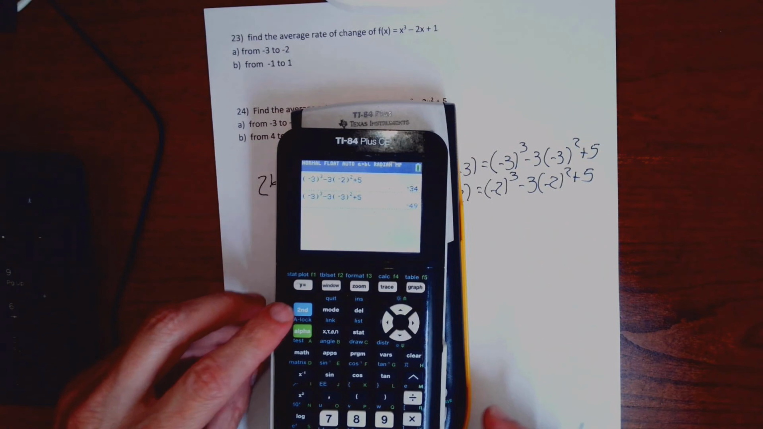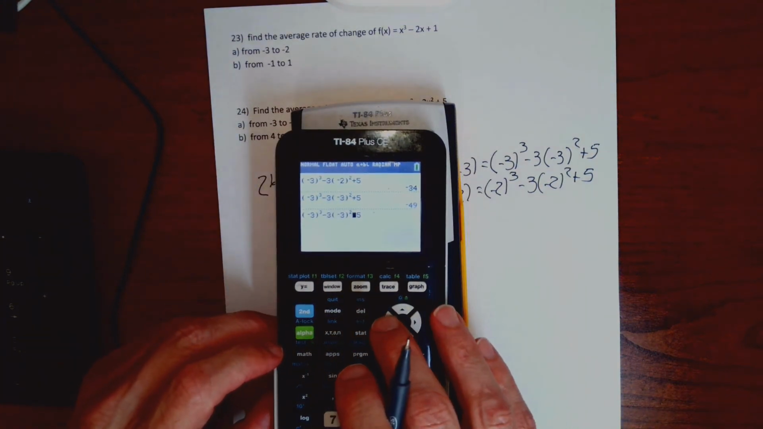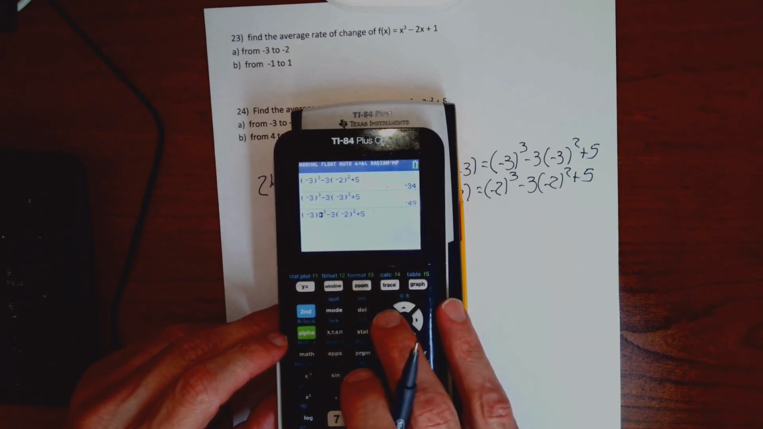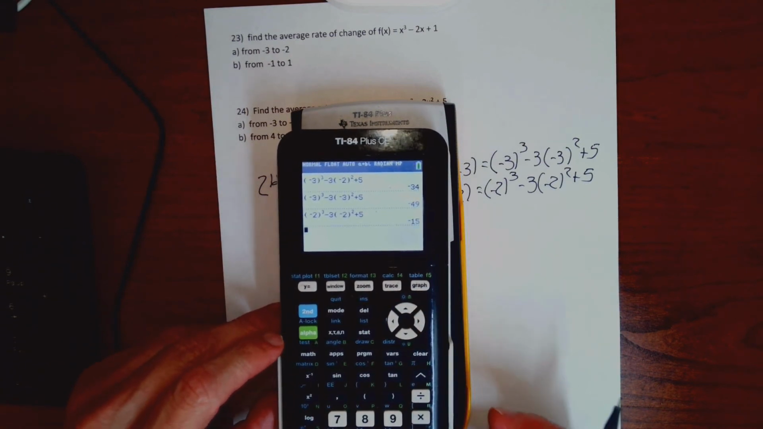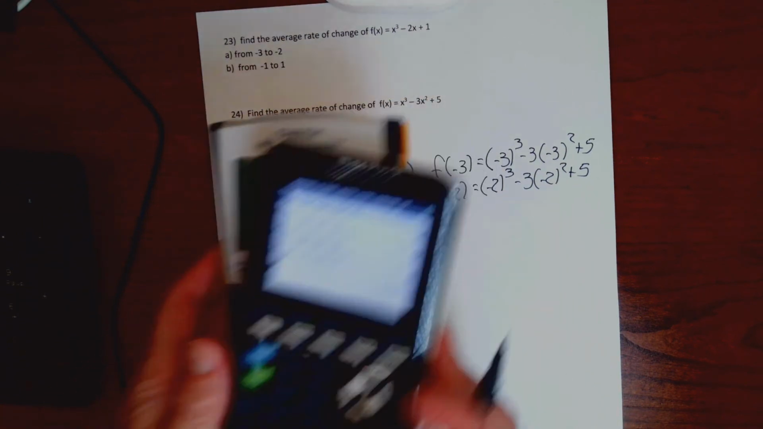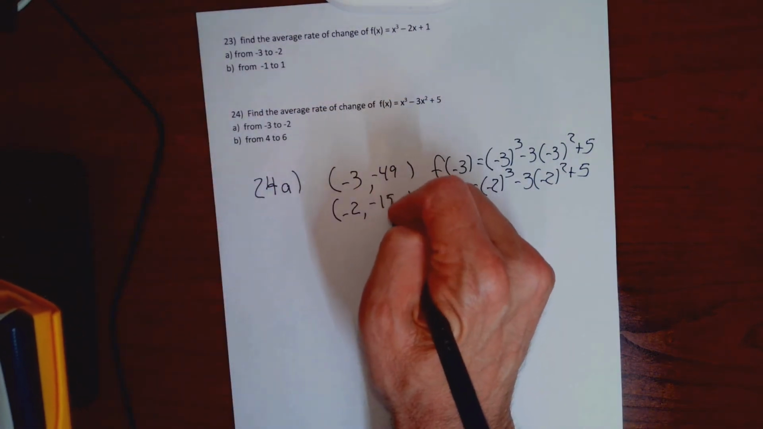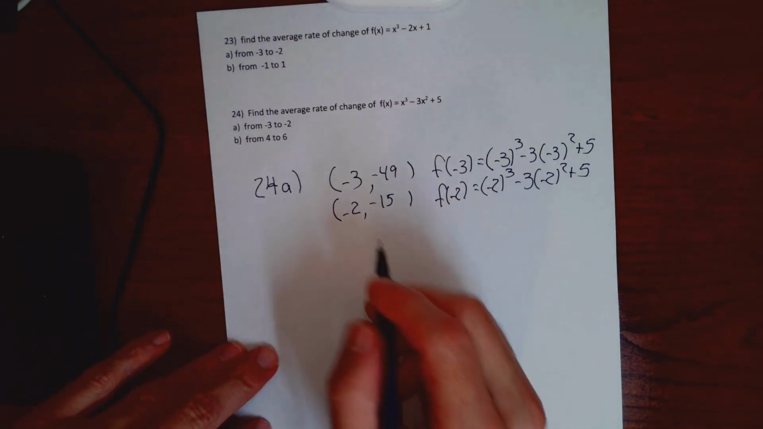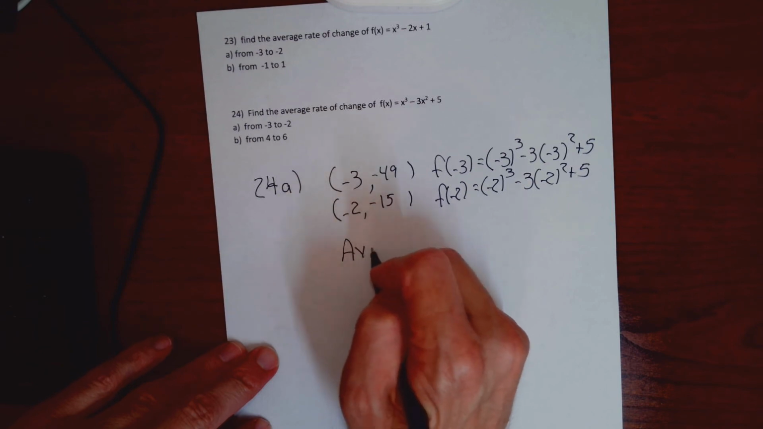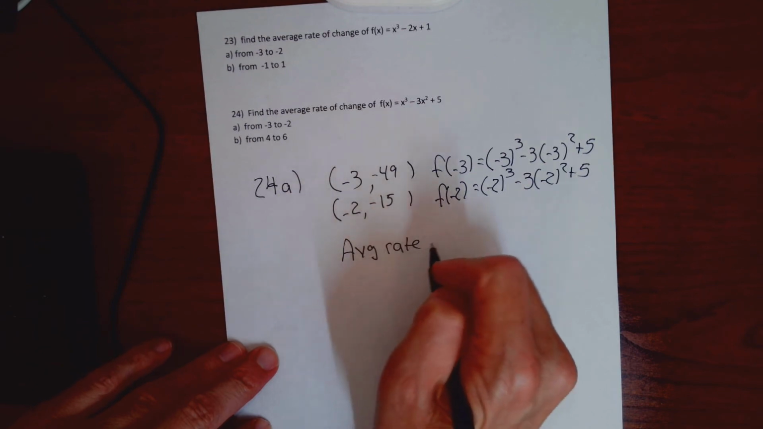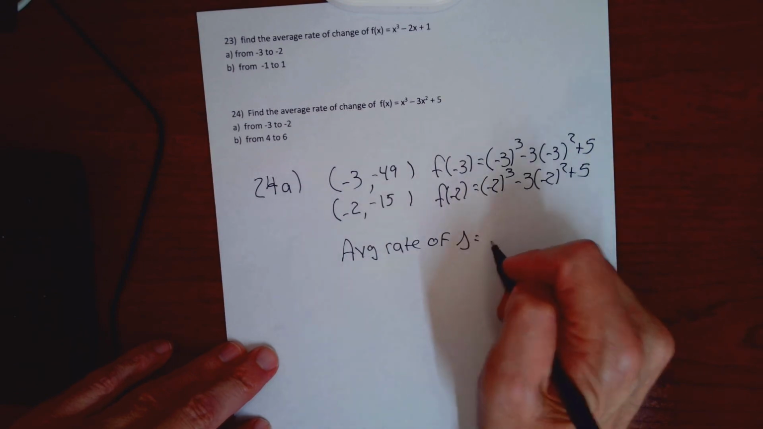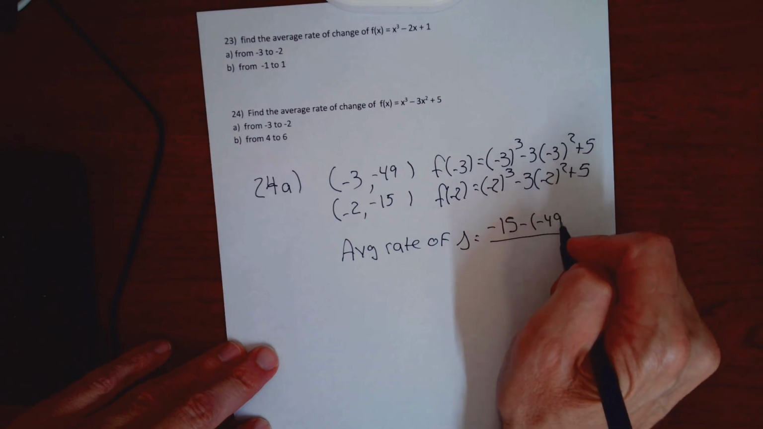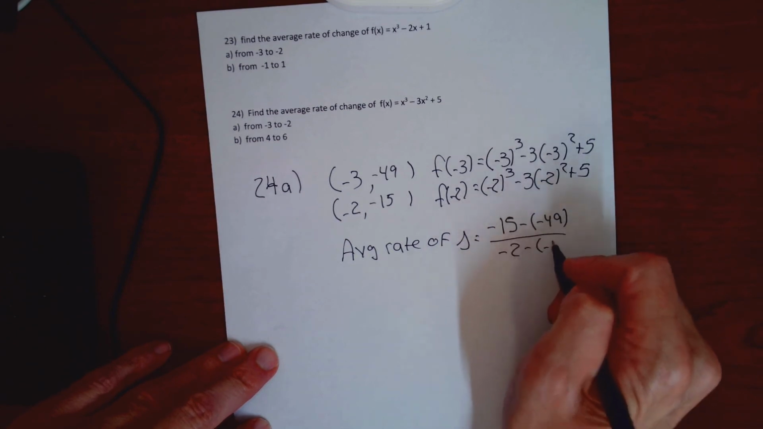My second y, second and enter, change this x to a negative 2, change that x to a negative 2. My second y should be negative 15. The nice thing about this calculator is it has the ability to do fractions better than my older calculator. So my average rate of change is going to be negative 15 minus negative 49 over negative 2 minus negative 3.